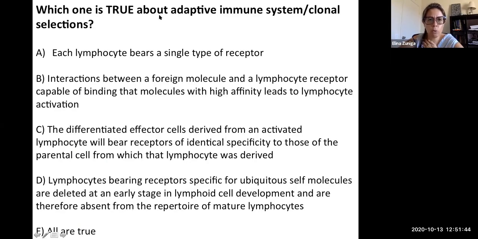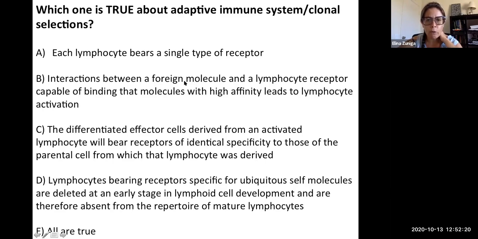So which one is true about the adaptive immune system or clonal selection? Each lymphocyte bears a single type of receptor. Yes, this is true. We haven't covered everything, but this is definitely true. Each clone will have a receptor, will have many molecules, but all will be identical, and they will all be specific for the same ligand, potentially a ligand present in a pathogen.